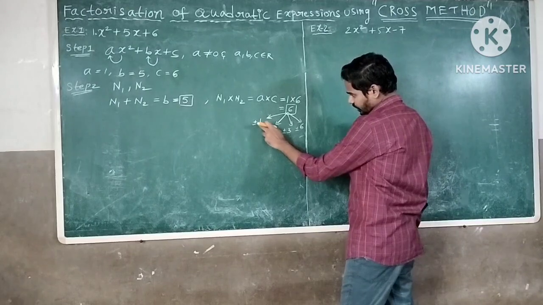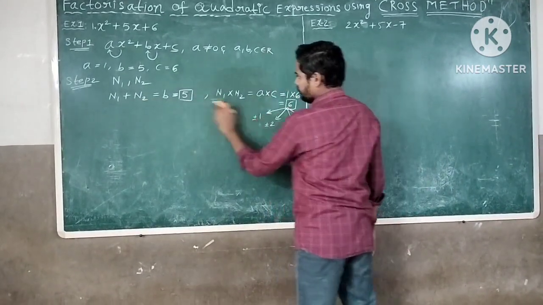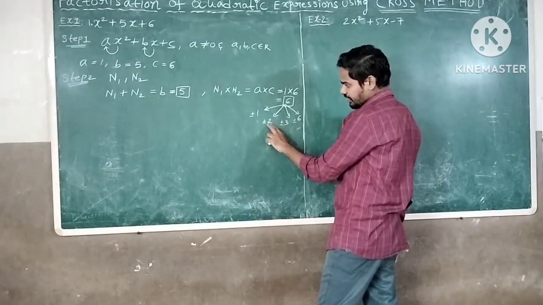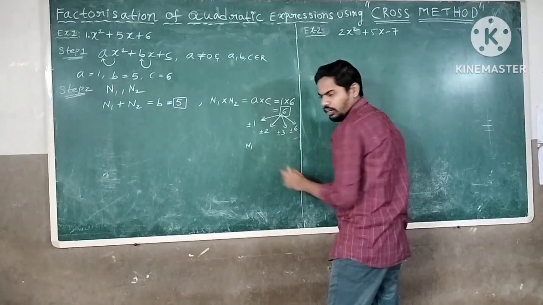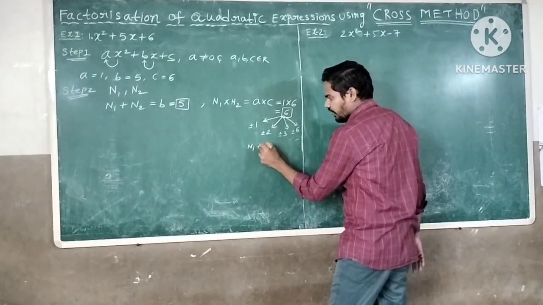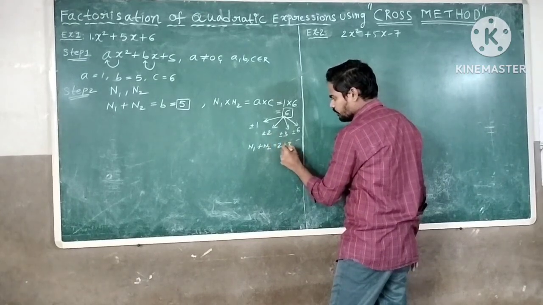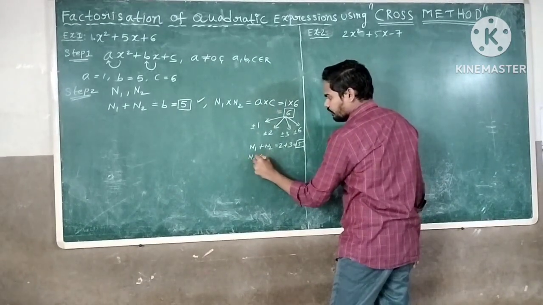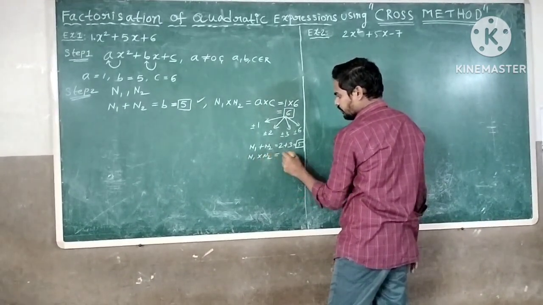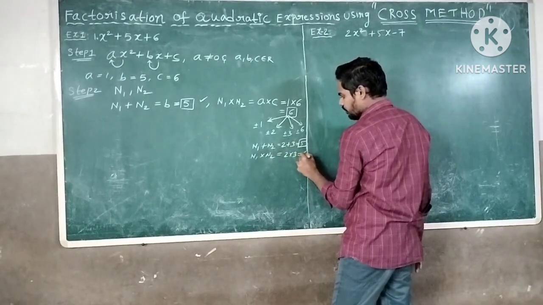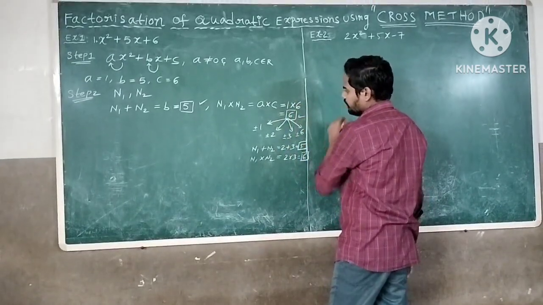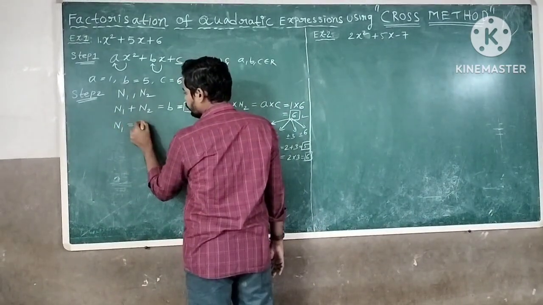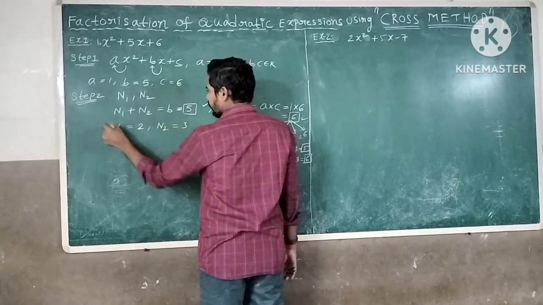So here we have 1, 2, 3, 6. The sum must be 5 and the product must be 6. For example, let us consider plus 2 and plus 3. We have to check different combinations, that's all. Suppose n1 is equal to 2 and n2 is equal to 3, then the sum n1 plus n2 is 5. So the condition is satisfied. And what about the product rule? Obviously correct, n1 into n2 is 2 into 3, which is 6. So both the conditions are verified. So such numbers are n1 equals 2 and n2 equals 3. Now we have n1 and n2.